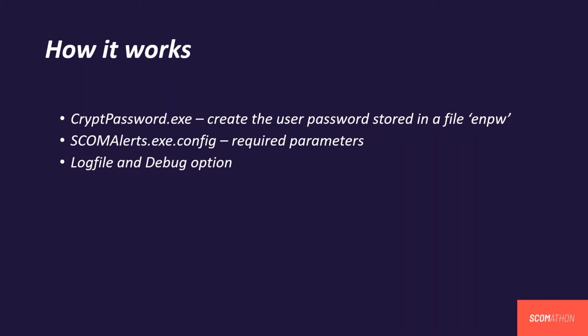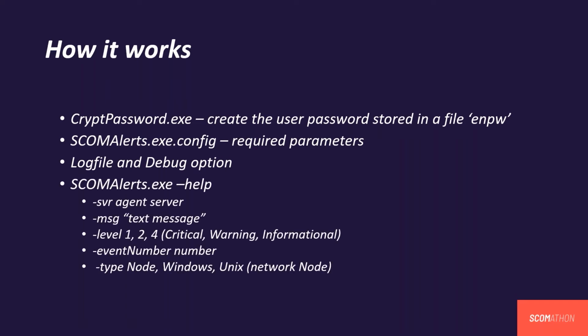There is a log file and debug option, so you can make the debugging output from the SCOMAlerts executable more robust or less robust depending on your needs. And basically the SCOMAlerts comes with a help, and there are 5 different parameters that you have to specify. Basically the server agent -svr has to be the name of the object that was discovered, either the node, the Windows, or the Unix object. And then there's a message, which is just a free format. You can put anything in there that you want.